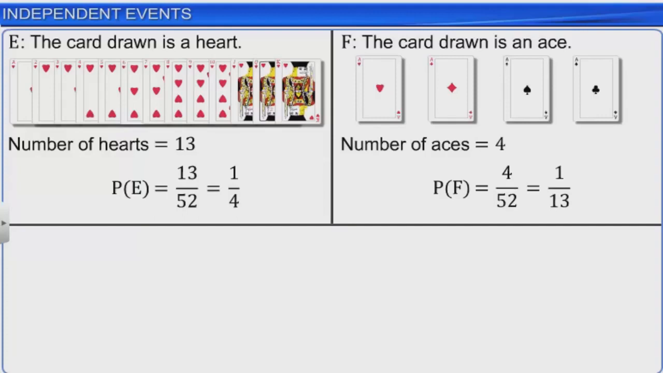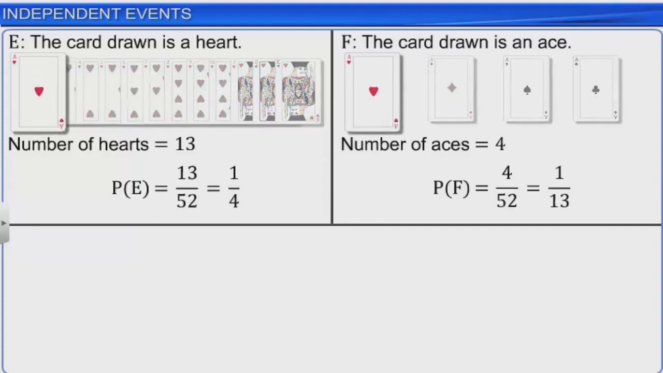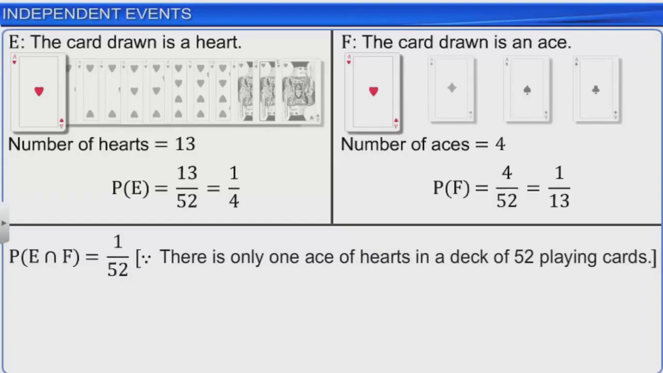Now, there is one card that is common to both the events. So, E intersection F is the card, and it is the ace of hearts. And since there is only one ace of hearts in a deck of 52 playing cards, the probability of event E intersection F is 1 divided by 52. The conditional probability of event E, given that event F has occurred, is equal to the probability of E intersection F divided by the probability of event F.